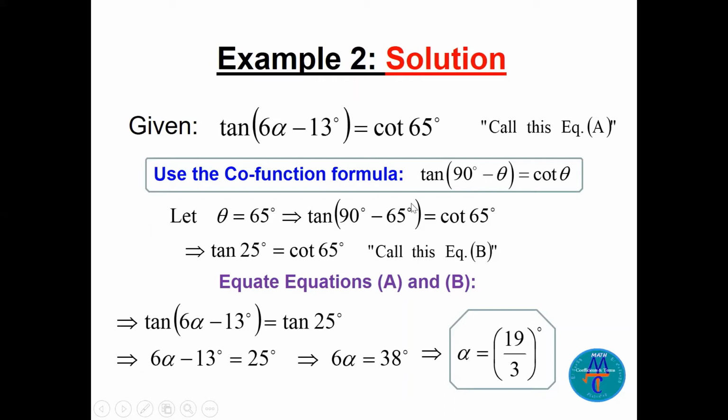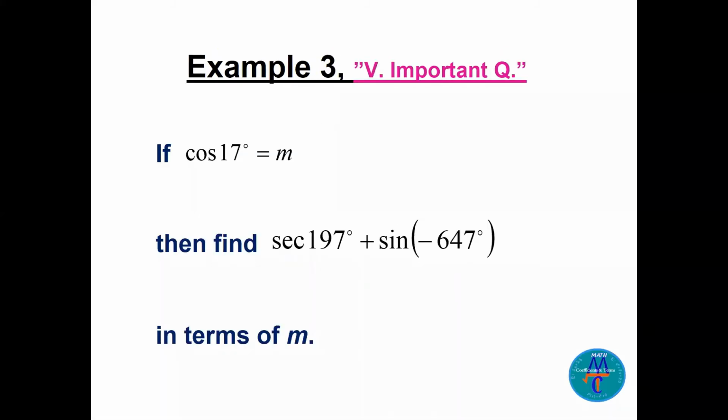Now compare equation A and equation B. On the right side, we have cotan 65, cotan 65. That means the left sides are equal. So tan(6 alpha minus 13 degrees) is equal to tan 25 degrees. So the same function, that means the arguments are the same. 6 alpha minus 13 degrees is equal to 25. Take 13 to the other side. So alpha becomes 38 divided by 6. Simplify by 2. We get alpha equals 19 over 3 degrees.